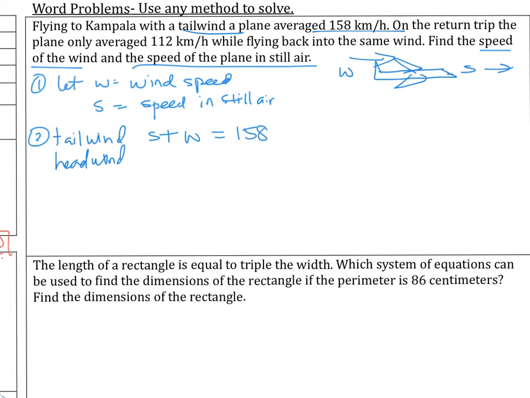But when you come back, you're flying against the headwind. And I need to represent that as negative W. So to write the equation, it would be the speed in still air minus W equal to 112 when you're flying back. Okay, so now I can solve this.